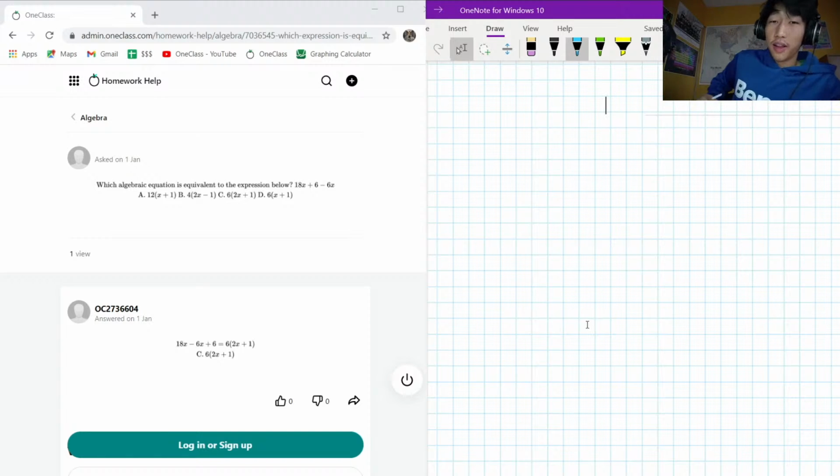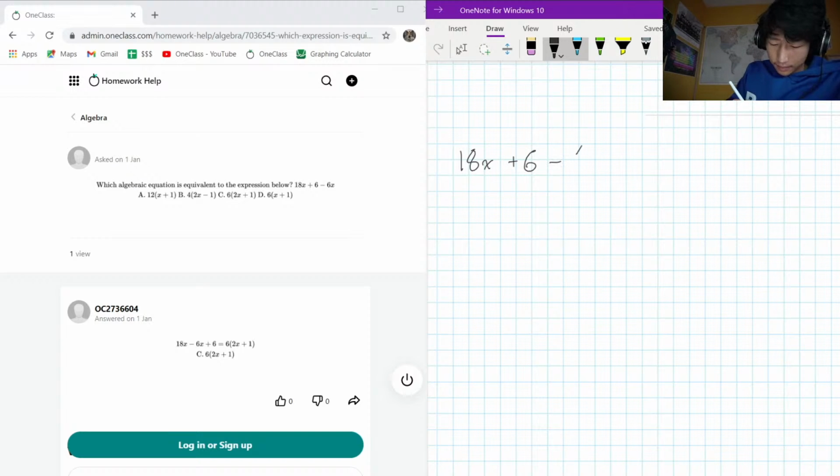Okay, so the next question that we got on the menu today is asking us, which one of the following options, kind of a multiple choice situation here, is equivalent to the expression 18x plus 6 minus 6x. Okay, we have to find which of these four options it is equivalent to. Before we even look at the options, one thing that we can do is try to simplify this. So first thing that we want to do is combine like terms.